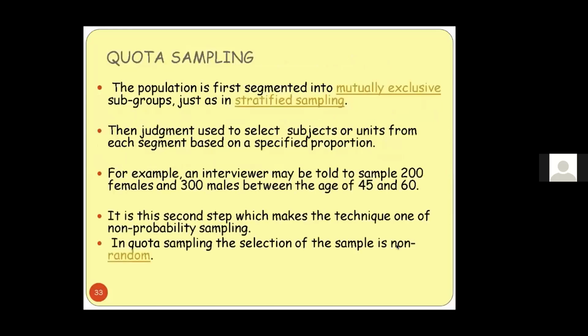In quota sampling, the population is first segmented into mutually exclusive subgroups, just as in stratified sampling. Then judgment is used to select subjects or units from each segment based on a specified proportion. For example, an interviewer may be told to sample 200 females and 300 males between the ages of 45 and 60. It is this second step which makes the technique one of non-probability sampling. In quota sampling, the selection of the sample is non-random.